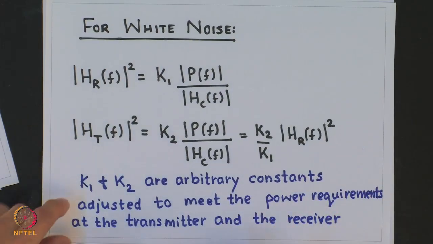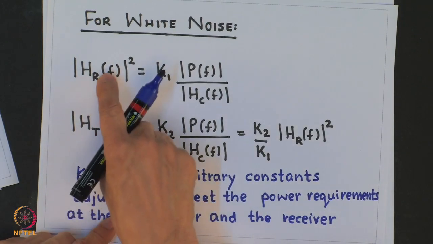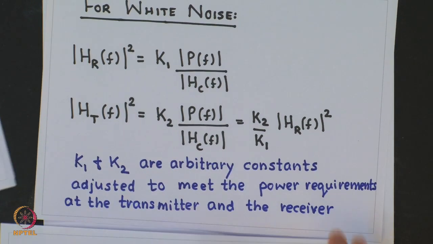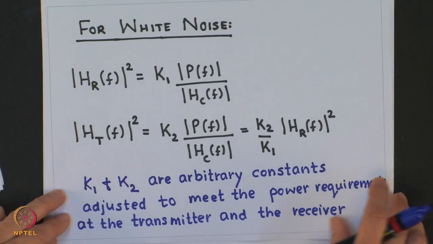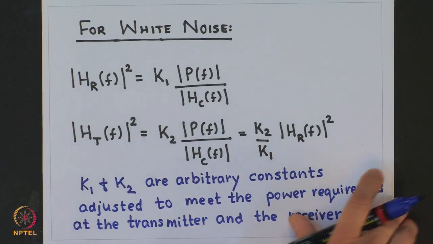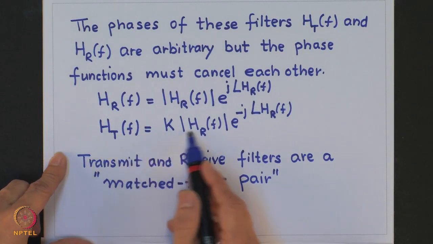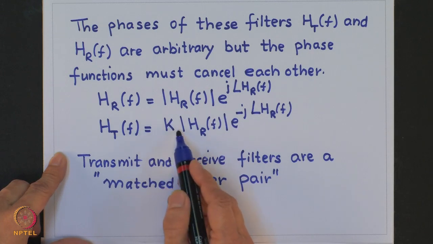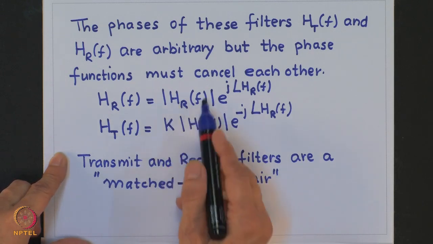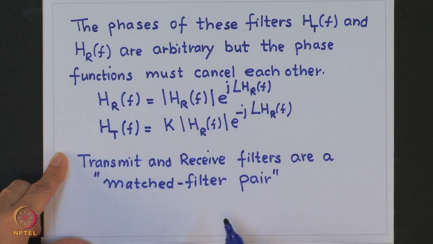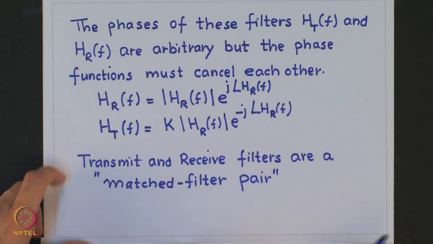Okay. Now, the phases of this filter HTF and HRF are arbitrary, but the phase functions must cancel each other. It is important to note that, because the overall product of the 3 filters should give us PF. So, in that case, if I have my HRF of this form, then my HTF is going to be some proportionality constant multiplied by mod of HRF, amplitude response will be the same and the phase will be just the opposite. And these transmit and receive filters are matched filter pairs.